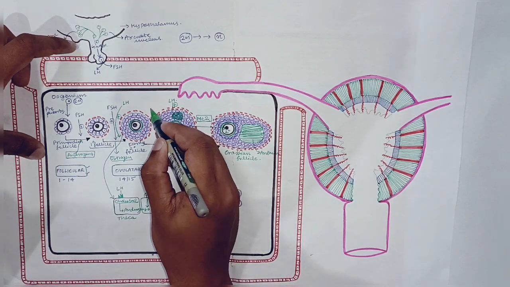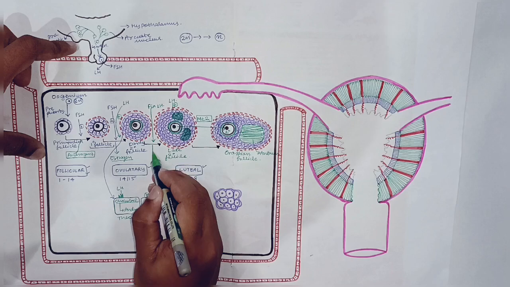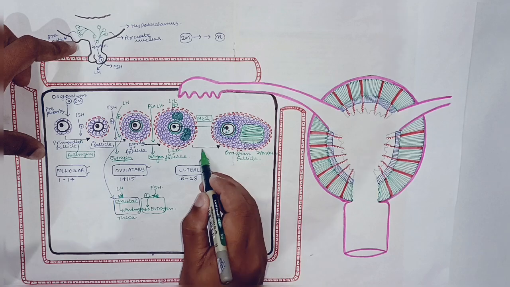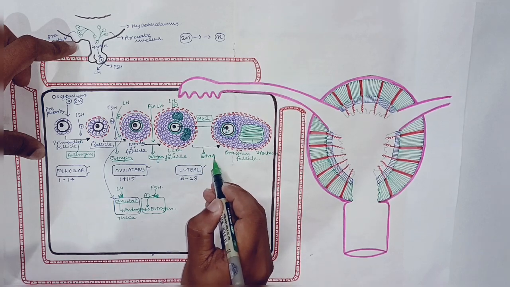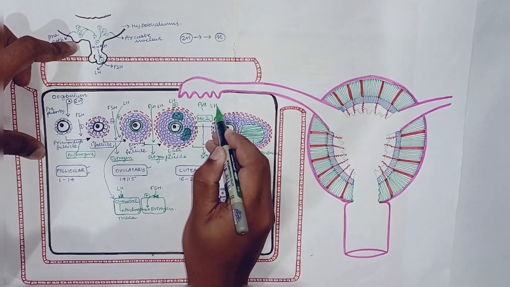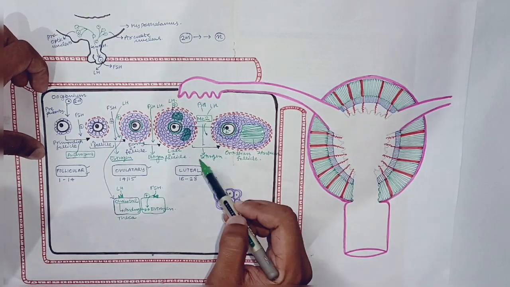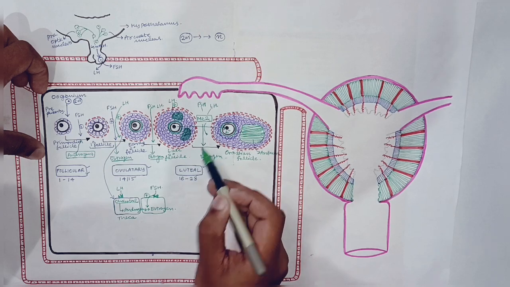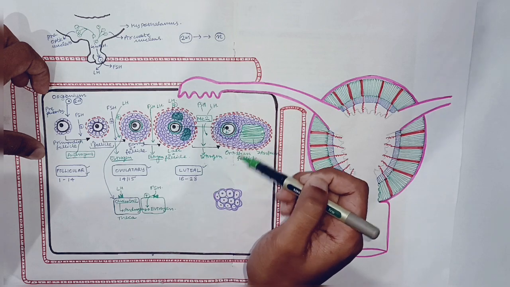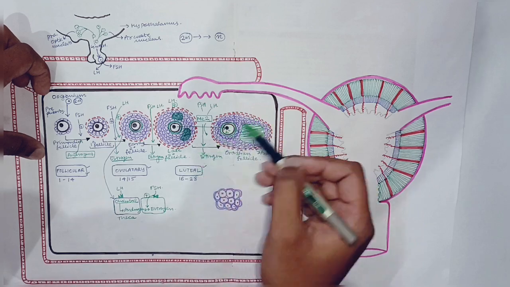So can you see that the FSH and your LH are producing estrogen here, also estrogen here. So FSH is majorly producing estrogen, and LH is helping a little in producing estrogen. So overall, in the follicular phase, what is happening? Estrogen is being produced.